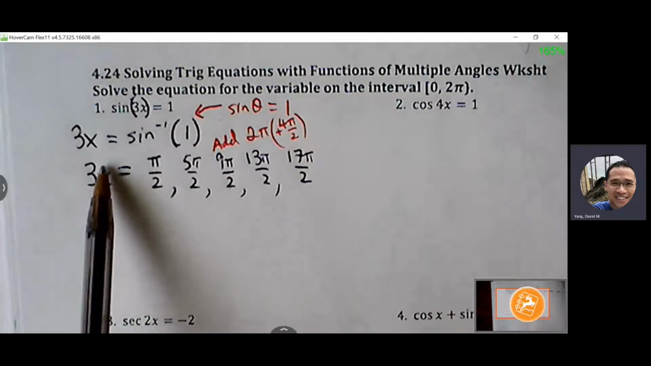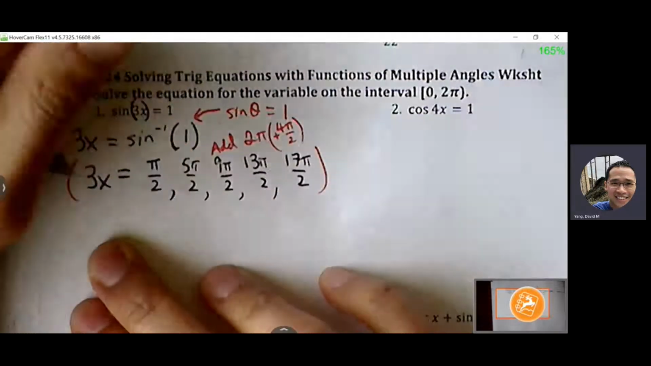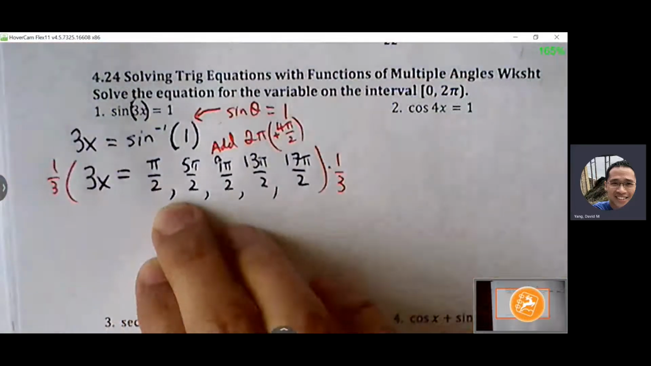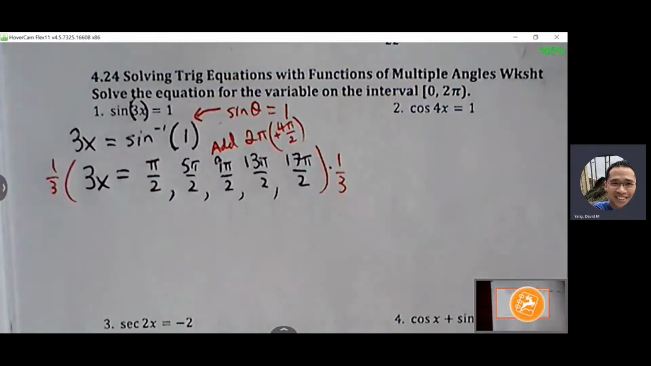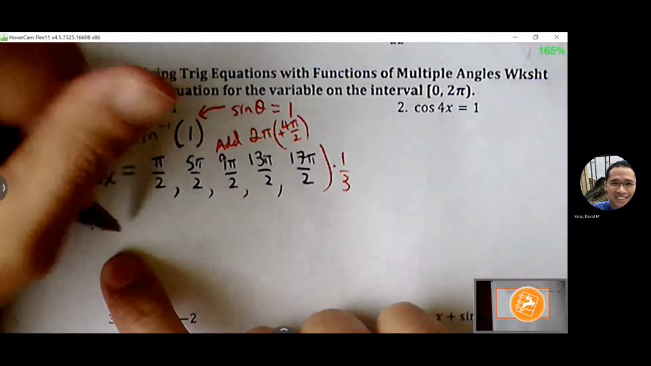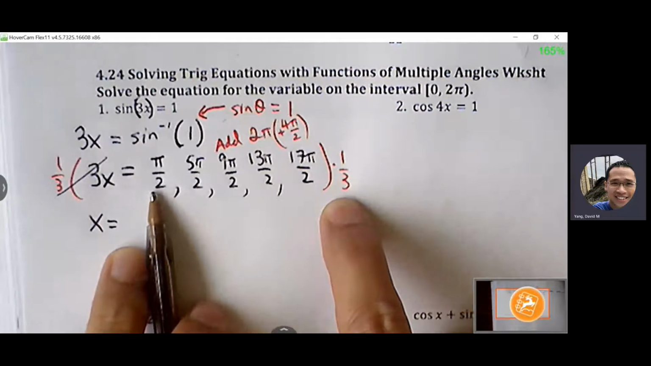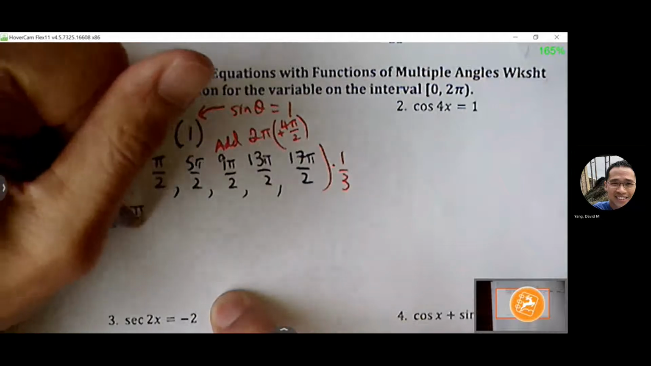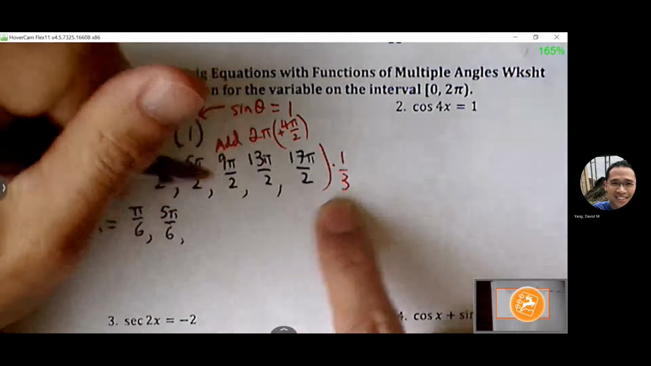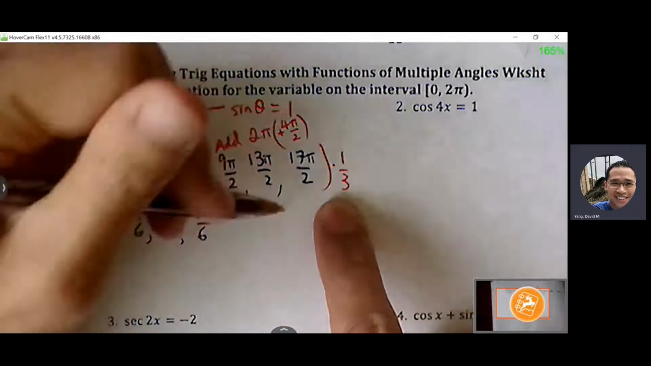All right. Dividing by 3 is the same thing as what? Multiplying by 1/3. That's what I prefer, just so that I don't deal with the complex fraction. It just feels easier to multiply by a fraction than dividing by a number, right? So the left side becomes just x. Multiply each of these fractions here, I get pi over 6, 5 pi over 6, 9 pi over 6, which can reduce to 3 pi over 2.